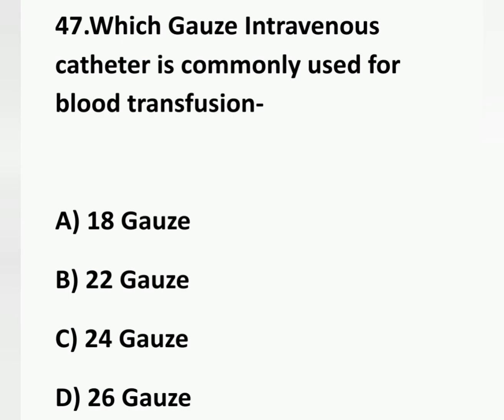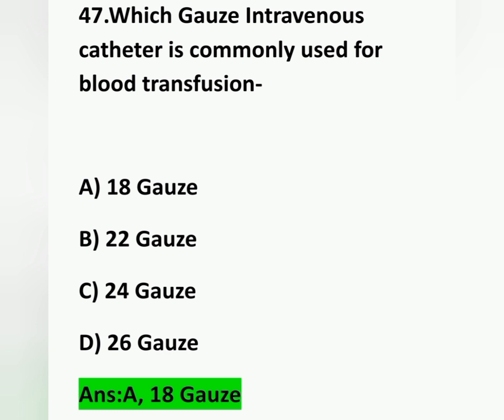Which gauge intravenous catheter is commonly used for blood transfusion? Options, option A 18 gauge, option B 22 gauge, option C 24 gauge, option D 26 gauge. For blood transfusion, which cannula can we select? 18 gauge. Option A is the correct answer. The biggest size cannula is used for blood transfusion.